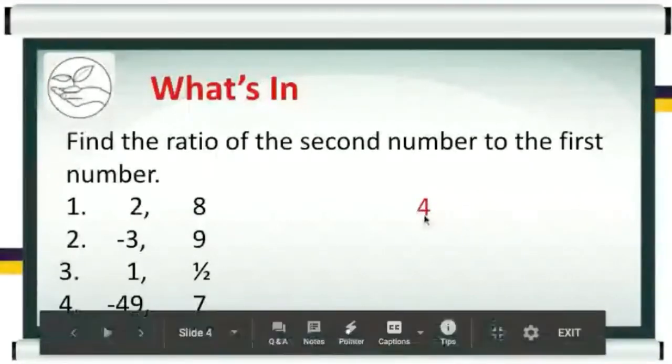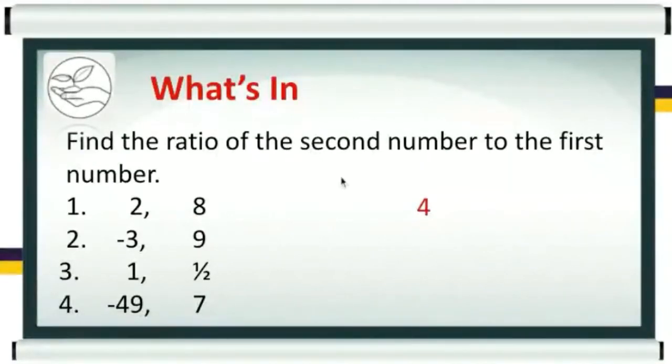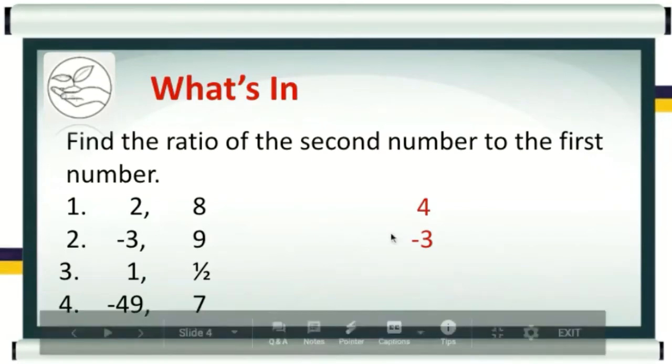Now how about number 2? What's your answer? -3. That's -3. Very good. Why -3? Why not 9, positive? We divide the 9 by -3. Remember the rule in the signs in division? If they are unlike signs, the answer will always be negative. So 9 is positive, 3 is negative, they are unlike, that's why your answer is negative.